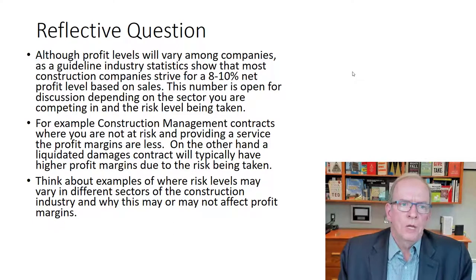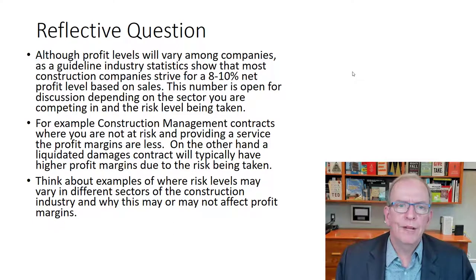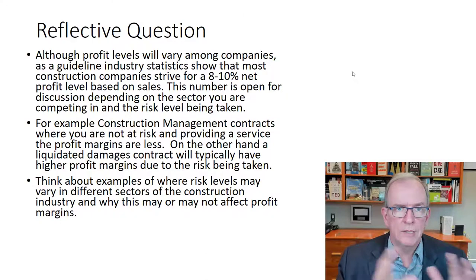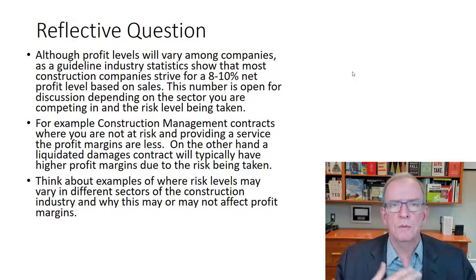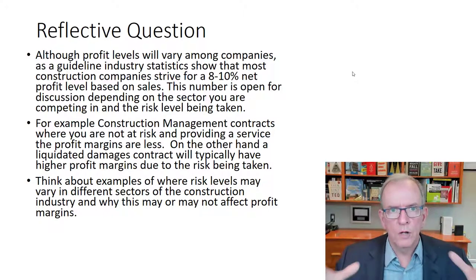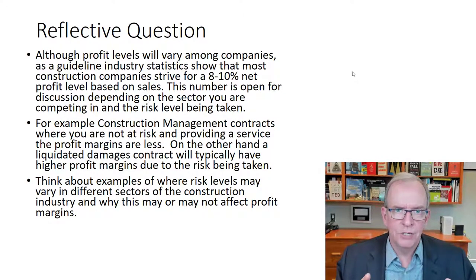Reflective question: although profit levels will vary among companies, as a guideline, industry statistics show that most construction companies strive for 8 to 10% net profit. This number is open for discussion. I'm just throwing that out there. Like I said, it can be less, it can be more. If you're a development company, and we'll talk about this later in the course, you're looking for higher ROI, return on investment, but your money is kind of leveraged in those examples, and that's different than profit. But there's different ways that we look at the data.